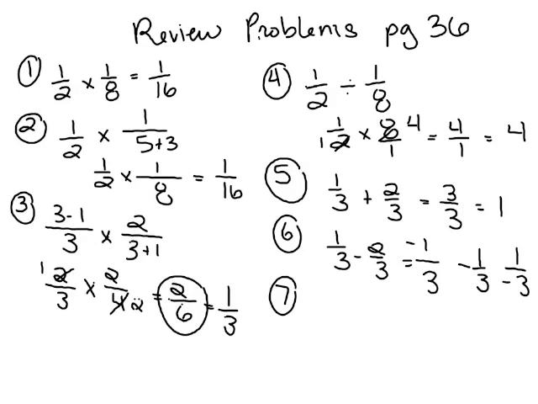Number 7. 2/3 minus 1/3. So, do I have a common denominator? Yes. So I'm working with thirds. 2 minus 1 is 1. 1/3. Is that as simple as it goes? Yes.